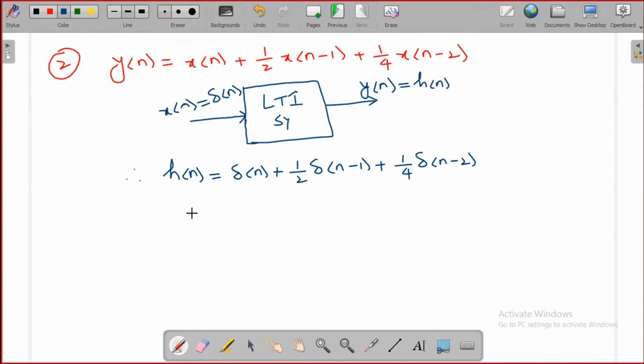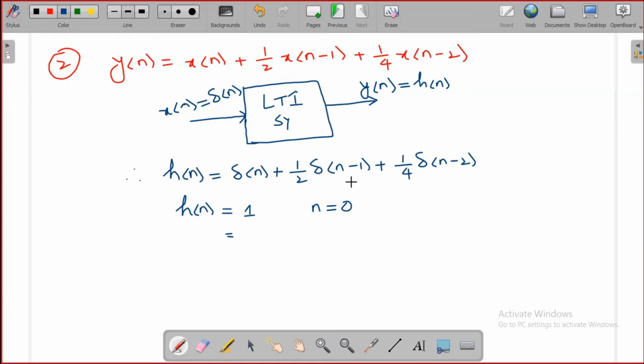Now find the impulse response values. H of n is equal to del of n plus 1 by 2 del of n minus 1 plus 1 by 4 del of n minus 2. Del of n becomes 1 only at n is equal to 0. At n is equal to 0, what about the second and third terms? You will get del of minus 1 and del of minus 2. These two become 0. Simply the impulse response is 1 at n is equal to 0. This part is completed.